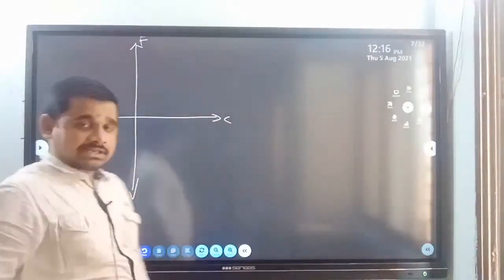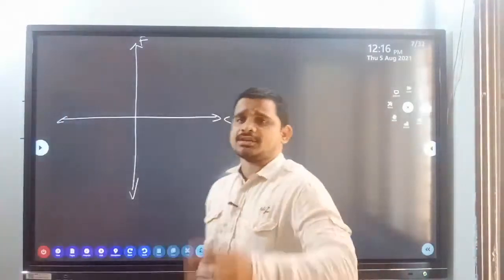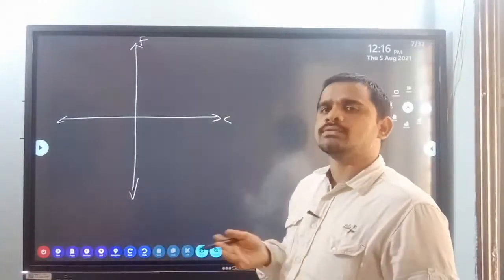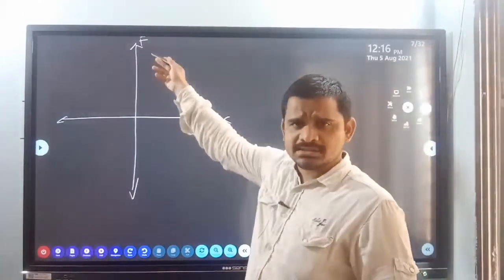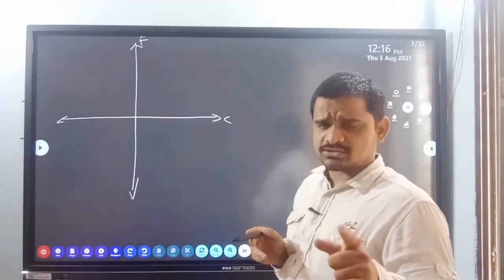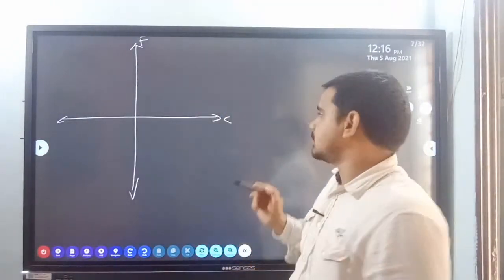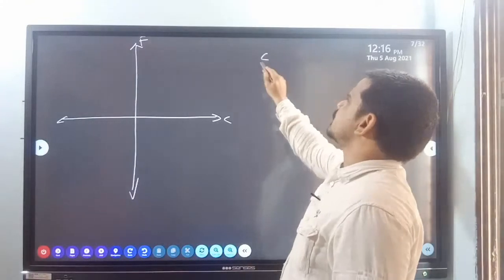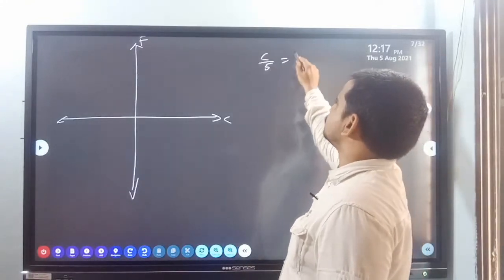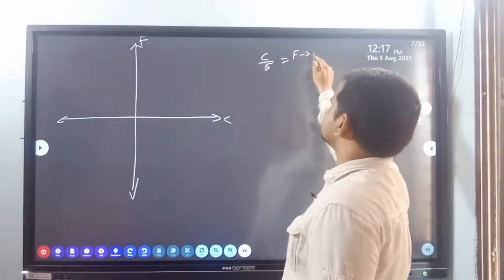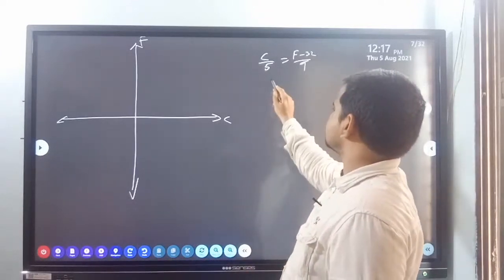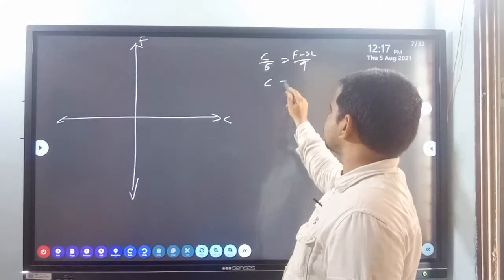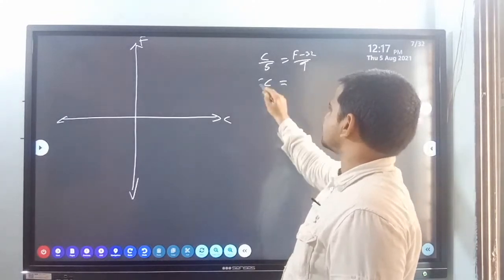Some students will ask, sir, is it compulsory to take F on the y-axis only? If you want to take F here, take it, or if you want to take C here, take it. No problem. You can try it like this also. But the relation I know between degrees Celsius and Fahrenheit is C by 5 equals F minus 32 by 9. Just take it to the left side, or right here, 9 by 5.